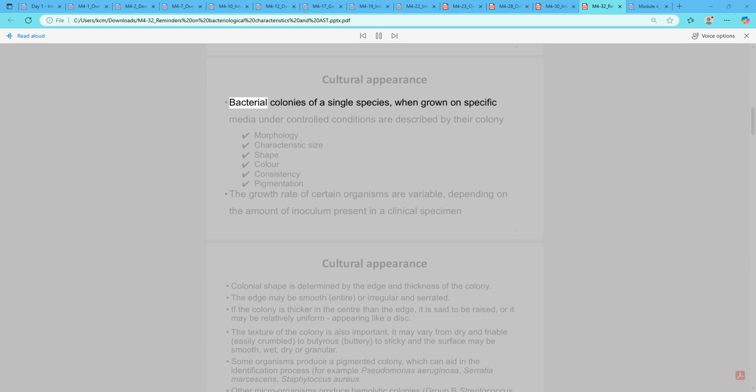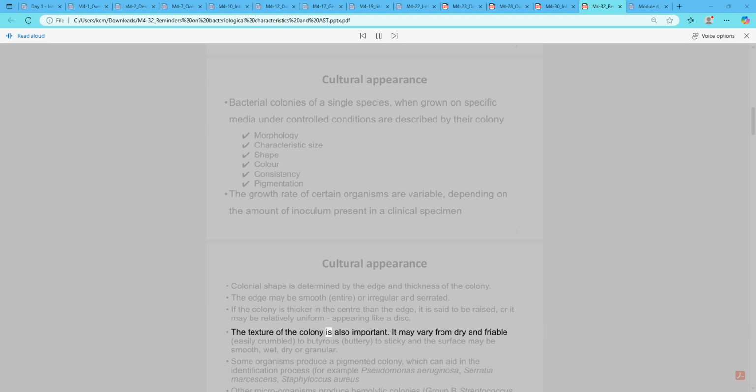Bacterial colonies of a single species, when grown on specific media, show characteristic morphology: size, shape, color, consistency, and pigmentation. The growth rate of certain organisms is variable. Colonial shape is determined by the edge and thickness of the colony. The edge may be smooth, entire, or irregular and serrated. If the colony is thicker in the center than the edge, it is said to be raised, or it may be relatively uniform, appearing like a disc.